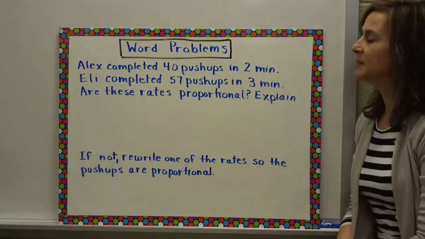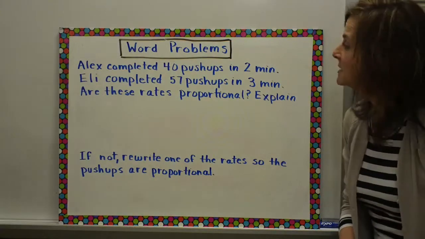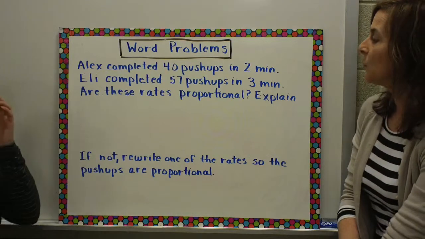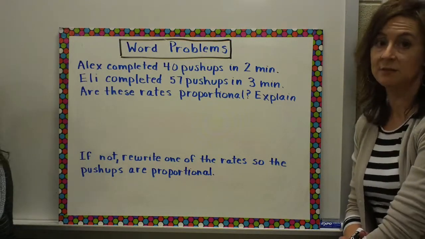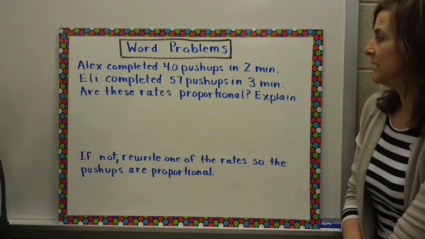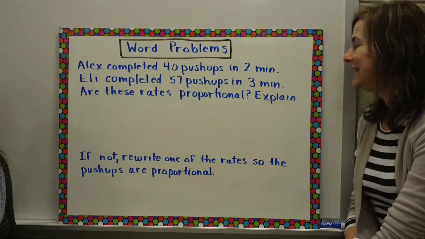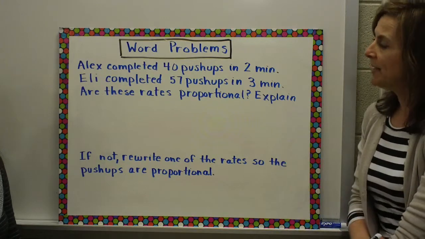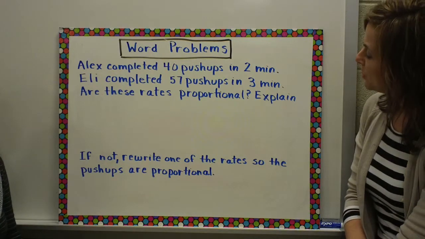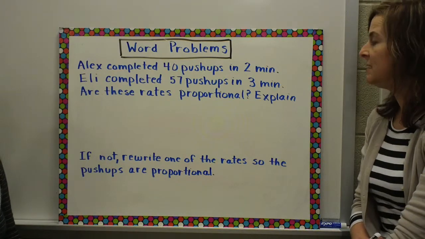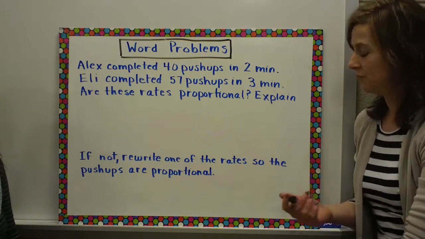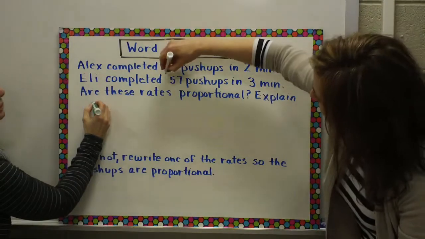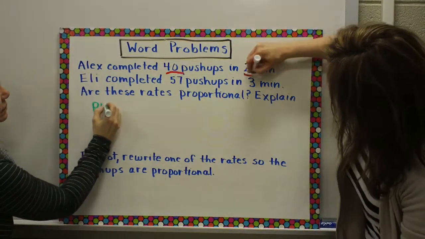What we're going to do now is apply this to some word problems. In our first word problem, we have Alex completed 40 push-ups in 2 minutes. Nice job. Eli completed 57 push-ups in 3 minutes. Wow, you guys are pretty strong. Now we're trying to determine if these rates are proportional. We're going to explain why, so we have to have proof. Let's start by circling our key information. We've got 40 push-ups in 2 minutes.